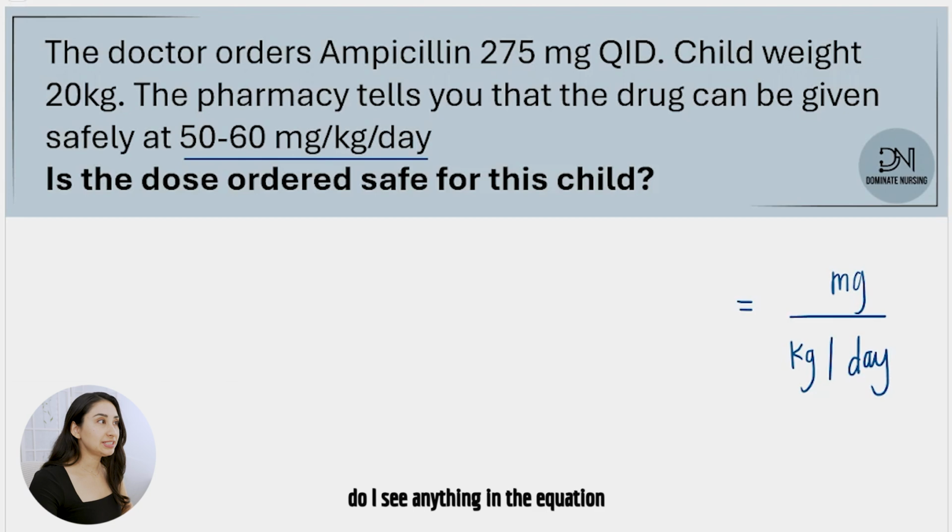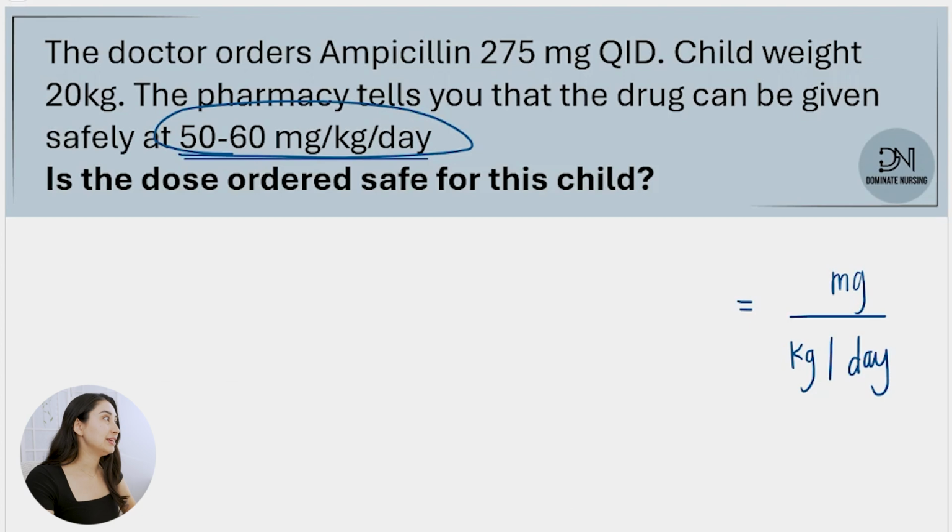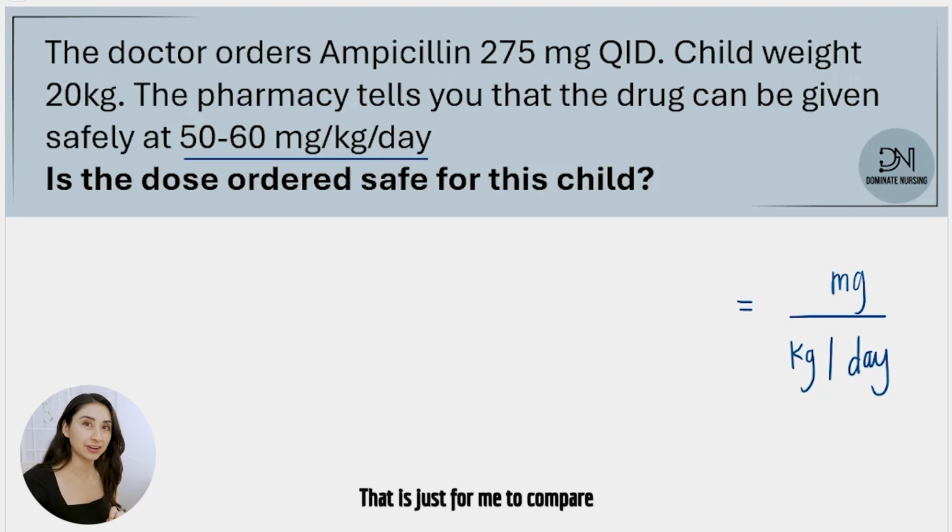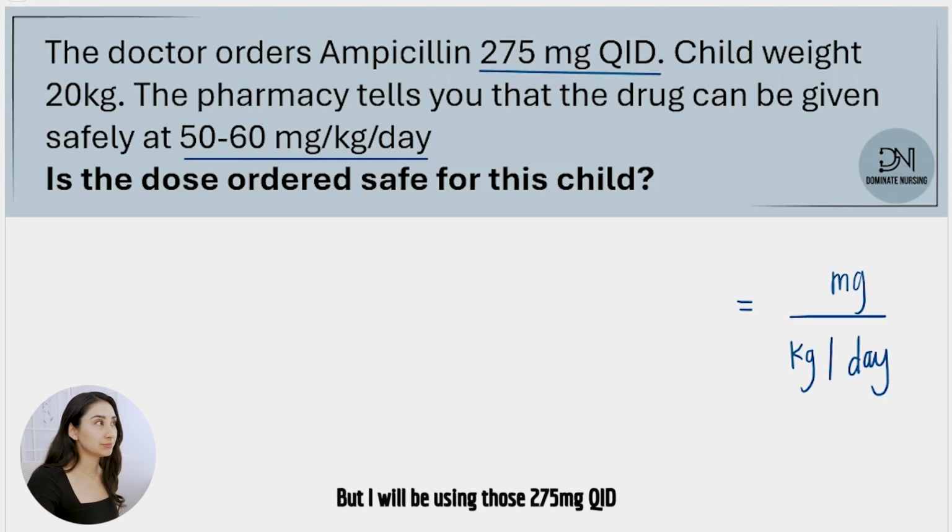So to do that, do I see anything in the equation that uses milligrams per kilogram per day? Yeah, I see 275 milligrams QID, 4 times a day, and I see 20 kilograms. I am not going to use those 50 to 60 milligrams per kilogram per day. That is my baseline. That is essentially what I'm using as my guide to see if I fit within those parameters, but I will not use it to solve this problem. That is just for me to compare at the very end when I solve this problem. But I will be using those 275 milligrams QID and those 20 kilograms.